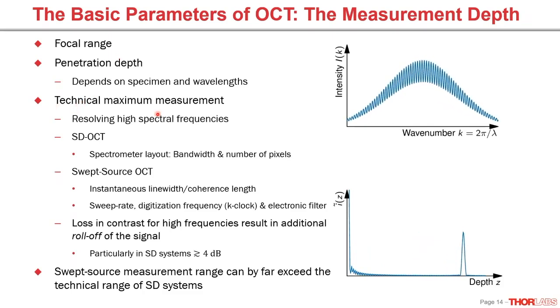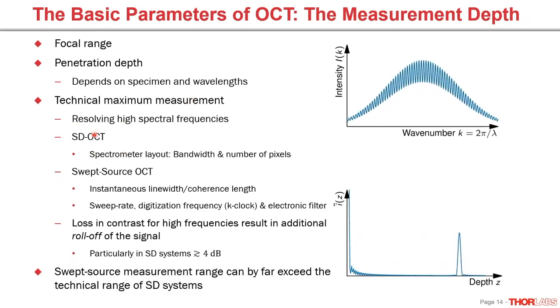The technical measurement range is somewhat different from that. So what we see here is that if we want to go to high measurement depths, the spectral fringe frequency basically gets to very high frequency. We need to be able to resolve this frequency to get to high measurement depths, and that determines finally how deep we can image. So how good we can resolve the high spatial frequencies.